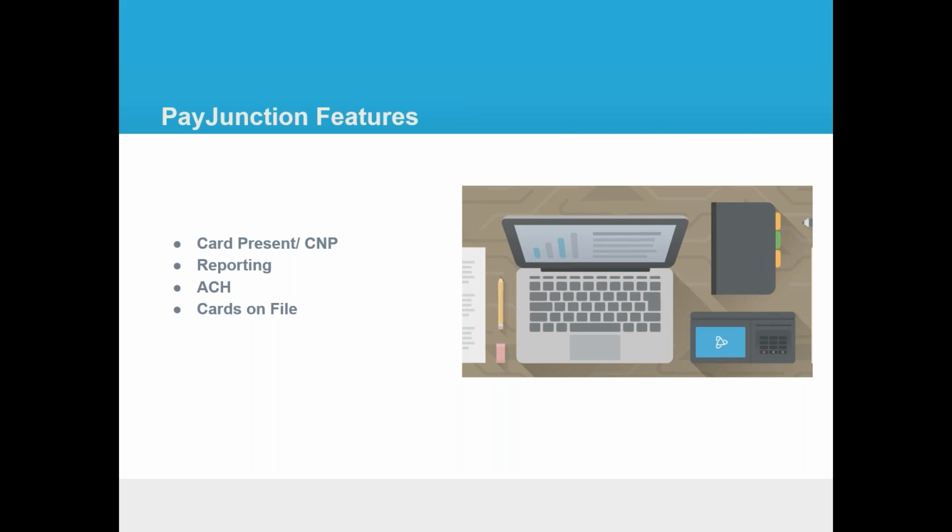Another feature that provides an additional layer of security is our cards on file feature that will tokenize the card after payment, thereby creating a customer record with masked credit card information, allowing that customer to pay with the same payment type or to add a new payment type in a subsequent payment.